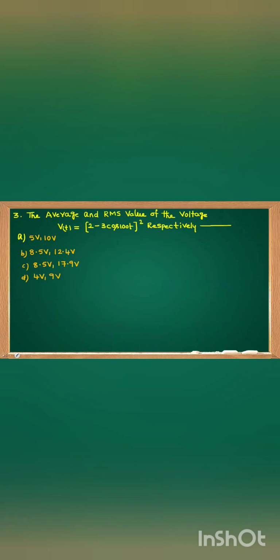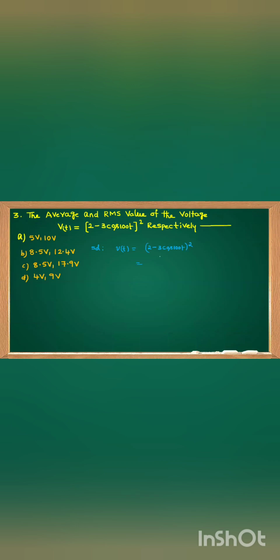Next. The average and RMS value of the voltage are asked respectively. You have to find the average value and the RMS value. What is the solution for this? V(t) = (2 − 3 cos 100t)².